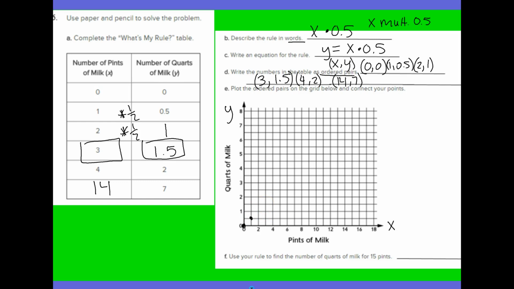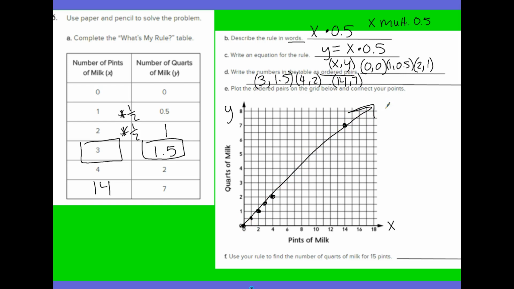And then I have going over 2, up 1, okay? And then going over 3, up 1.5, going over to 4, up to 2, going over to 14, and then up to 7, which here's 6, here's 7. I'm going to make sure I'm still on the 14 line. Okay, so then I would draw my line.